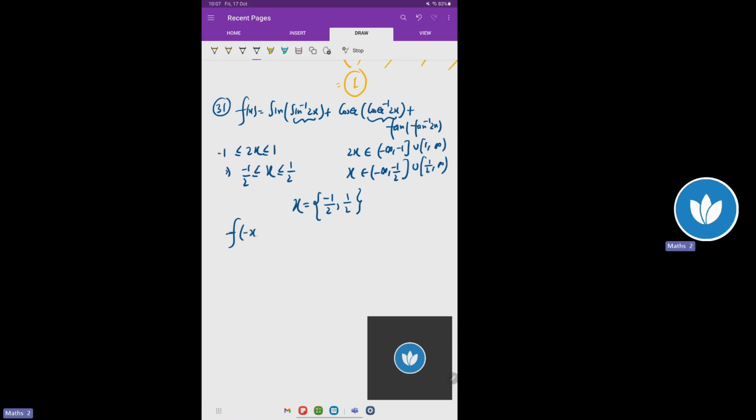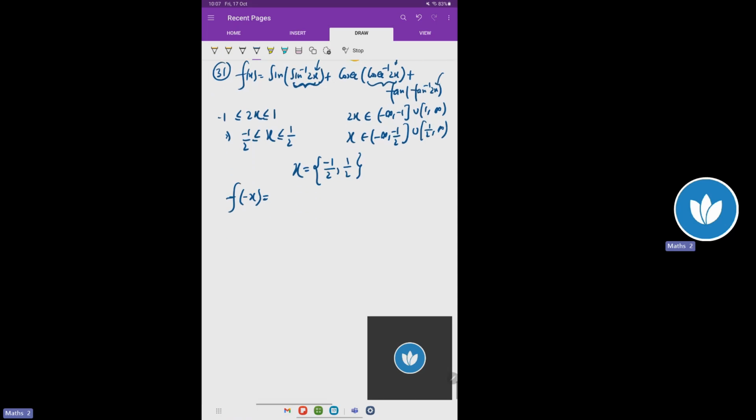This is true because f of minus x, if you put minus here and minus here, all are type 1 functions. It means all are odd functions actually, so the minus will come out. So option A is correct.